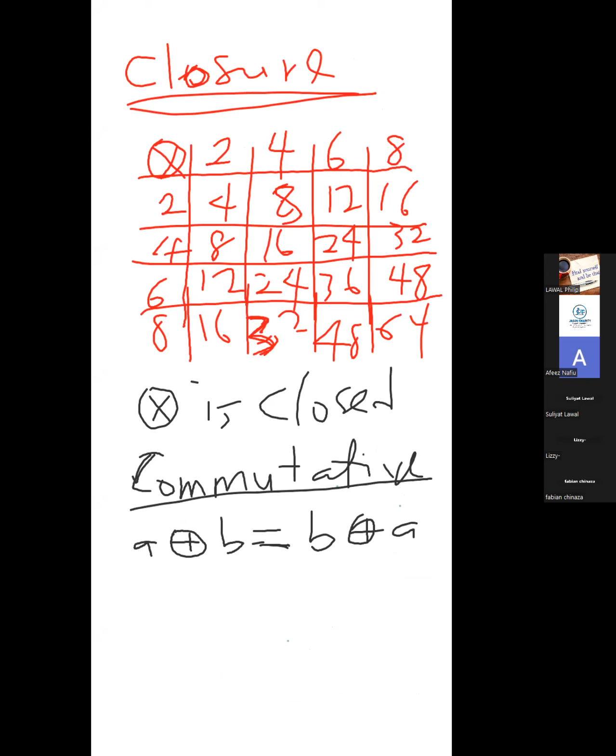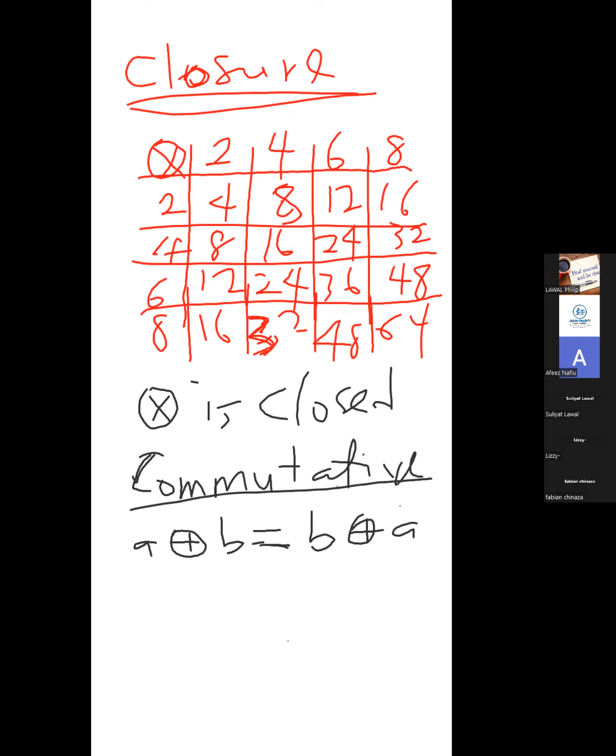And it is also going to work for this table we have on this page. 4 times 4 is the same thing as 4 times 4. 2 times 6 is the same thing as 6 times 2. So this tabular operation we have here is commutative. But I'm going to show you an example that is not commutative, and that will be our last example for today.